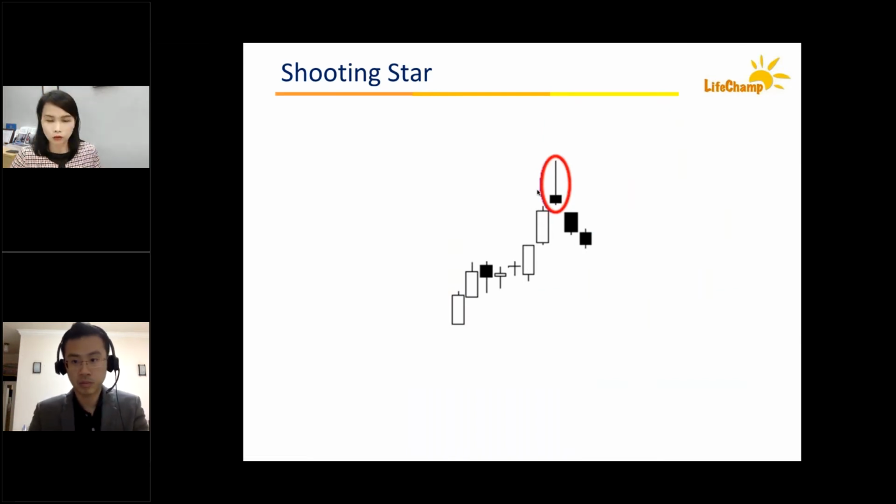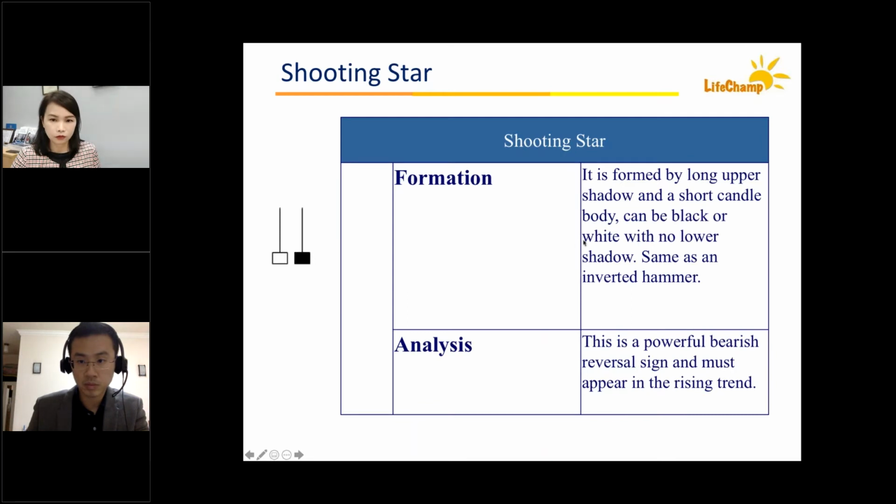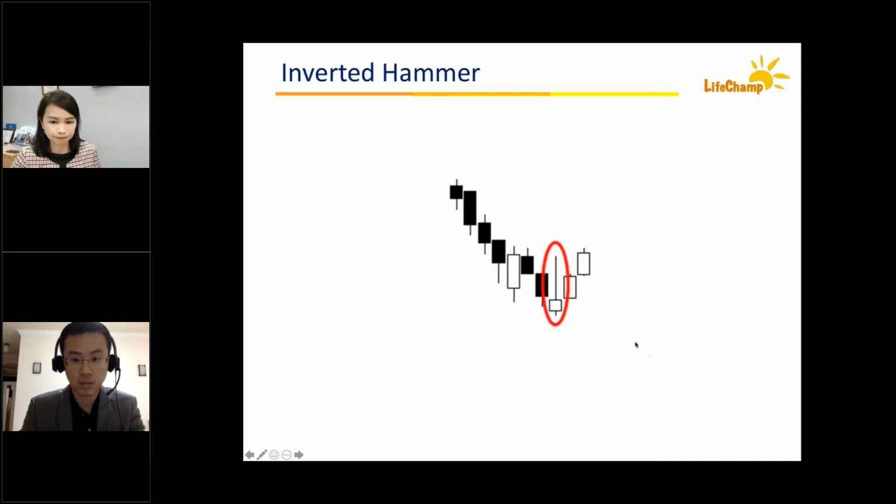So this is the shooting star, so the chances of reversing are higher. It's formed with a very long upper shadow, which means selling pressure is very high. So it's a very powerful bearish reversal sign.